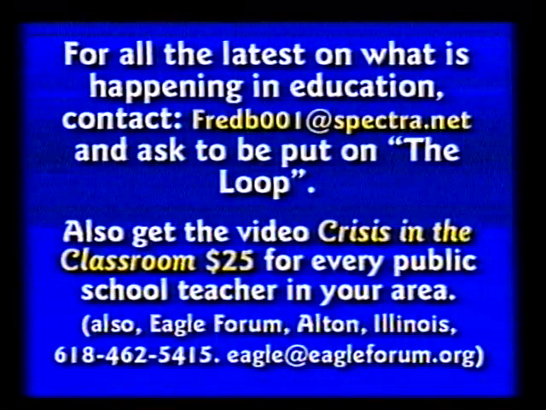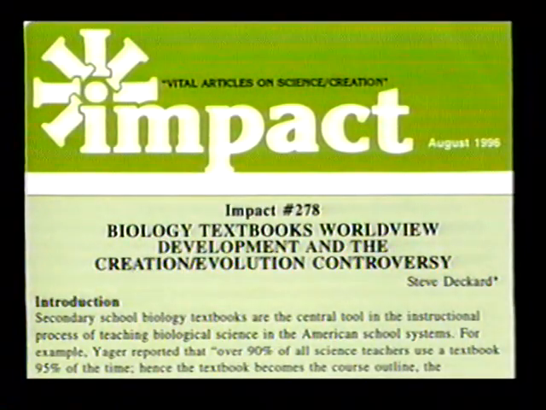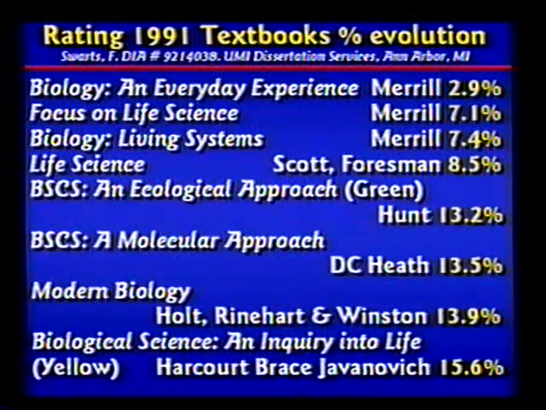Okay, what can we do? I suggest you get a hold of the biology textbooks, or the textbooks that they're selecting in your area, and see the ratings on them. People have rated them to see which ones are more evolutionary. In 1991, the textbooks were rated, and it was discovered that Merrill Biology only had 2.9% devoted to evolution, whereas HBJ had 15.6%. See, some textbooks have more evolution than others.